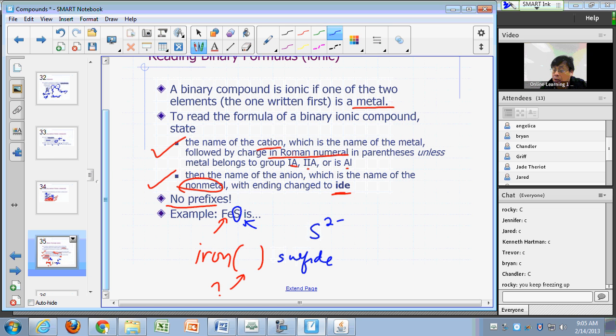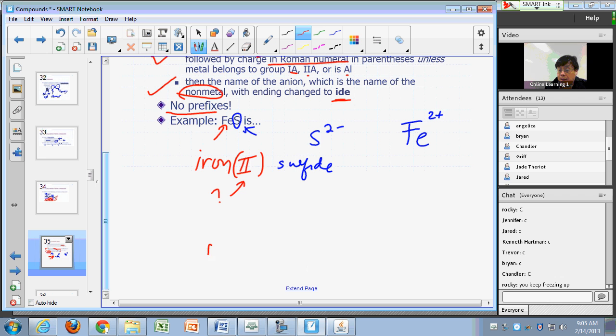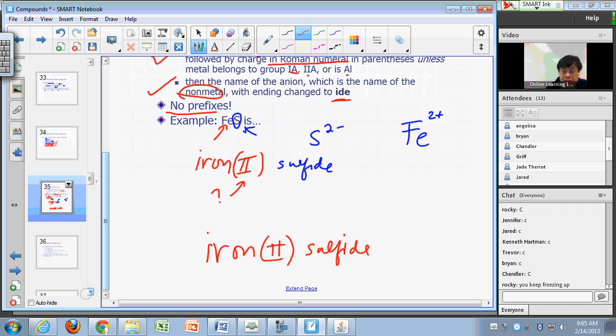So if sulfide has a -2 charge, and there's one of iron and one of the sulfide, so the iron must have a charge of +2. I figure out that it's +2 because they should add up to 0. So the name of this compound is iron, Roman numeral 2, sulfide. Okay, so the name is iron, Roman numeral 2, sulfide. So that's how you name an ionic compound.